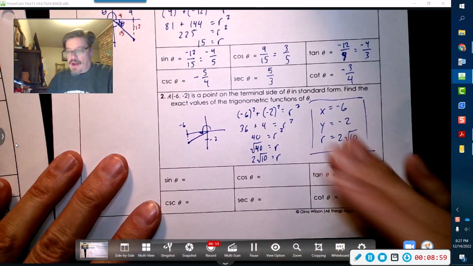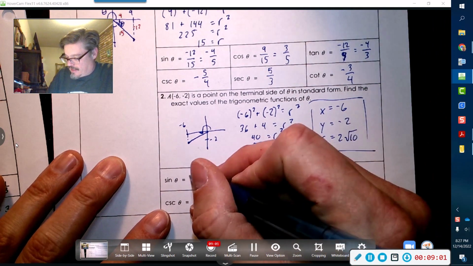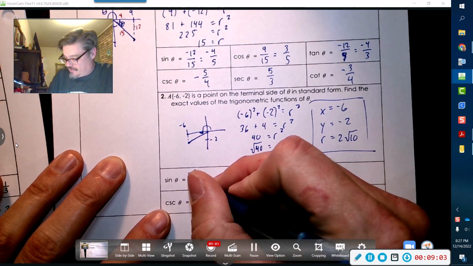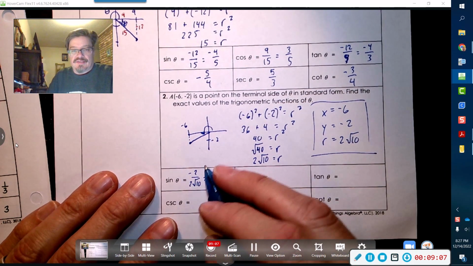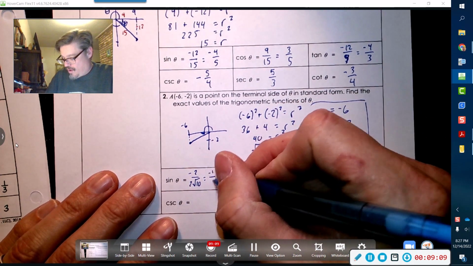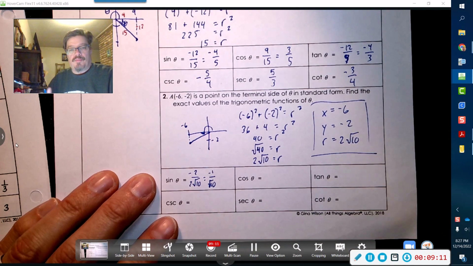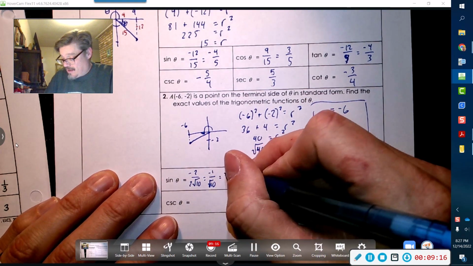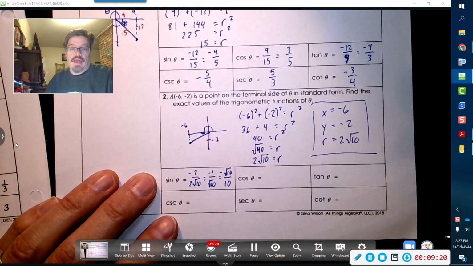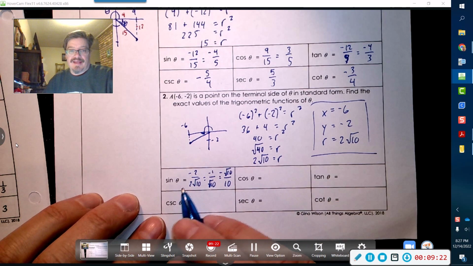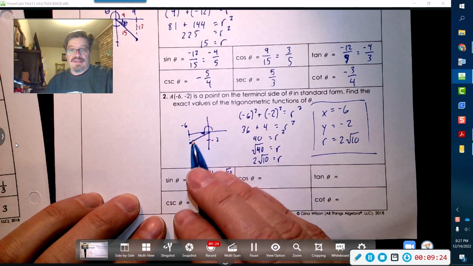So y over r is negative 2 over 2 radical 10, which looks like the 2's cancel out, so that's negative 1 over radical 10. Remember, I'm going to multiply both the top and the bottom by radical 10, and that gives me radical 10 over 10, but it's still going to be negative. Okay, so that is the sine of theta for this point.